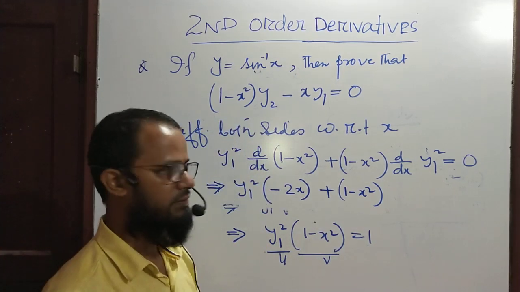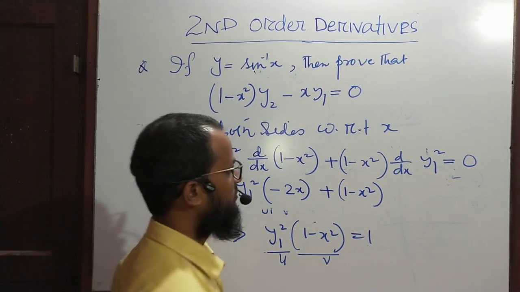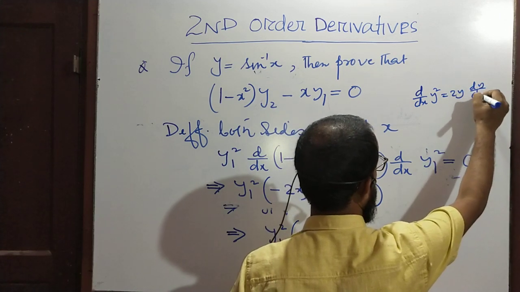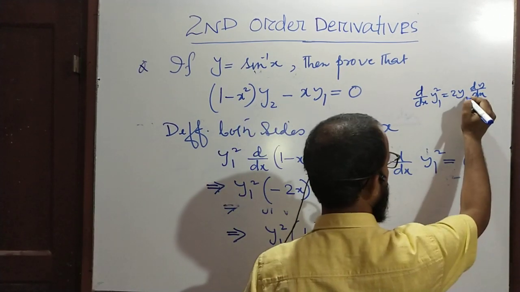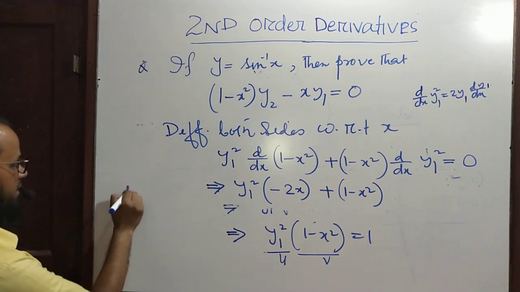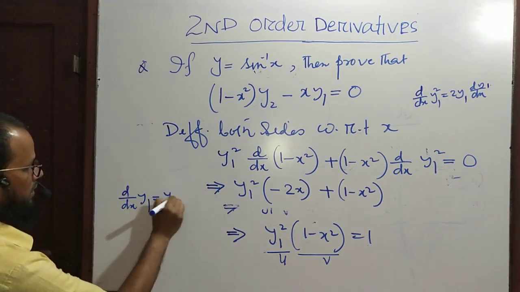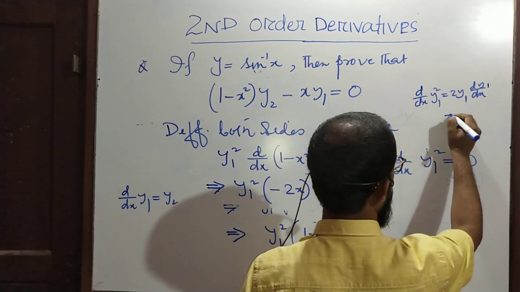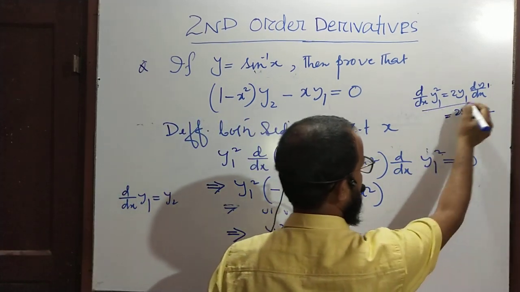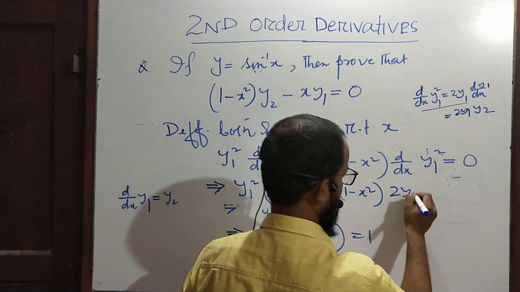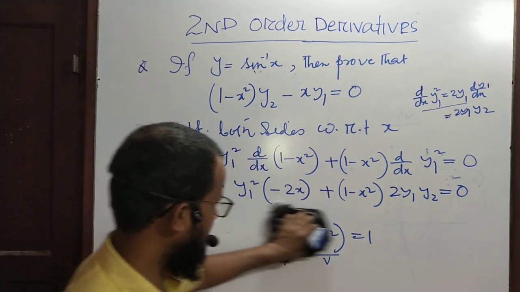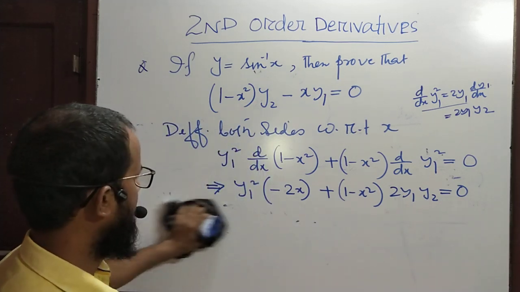1 minus x square. Now d/dx of y1 square. Here, you know, d/dx of y square is equal to twice y into dy by dx. So if it is y1 square, then it will be 2 y1 into d/dx of y1. And d/dx of y1 means y2, the second order derivative. So it becomes 2 y1 y2. So finally, after applying this, you are getting 2 y1 into y2 is equal to 0. I hope you are understanding the steps whatever I am going to discuss.